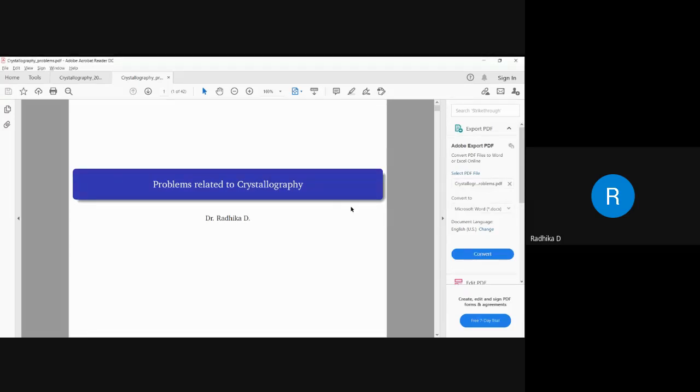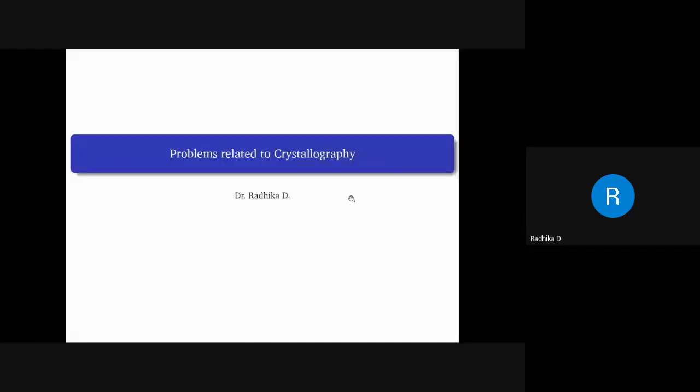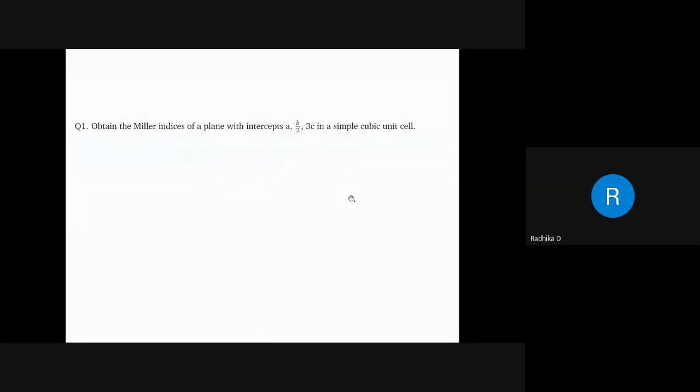Okay, so moving on to the numericals. I need to go to full screen, else it will be difficult for you to understand. Starting with the first one, this is what we did in the previous class, so we will not talk much about this. I have just corrected that question. You are given the intercepts A, B by 2 and 3C, and it's a simple cubic unit cell. You were to find the Miller indices.